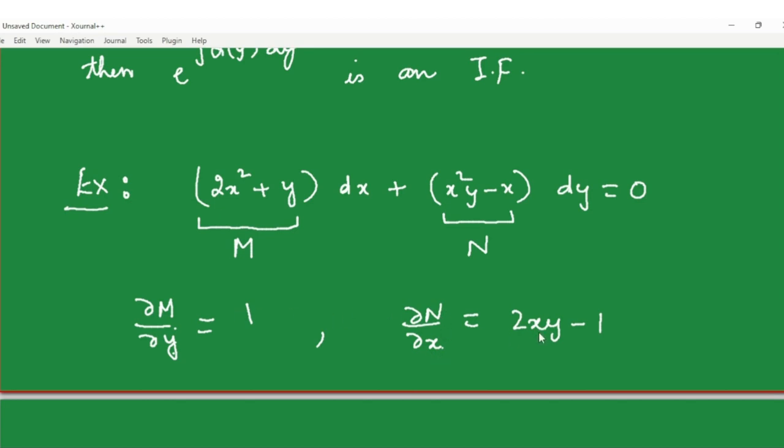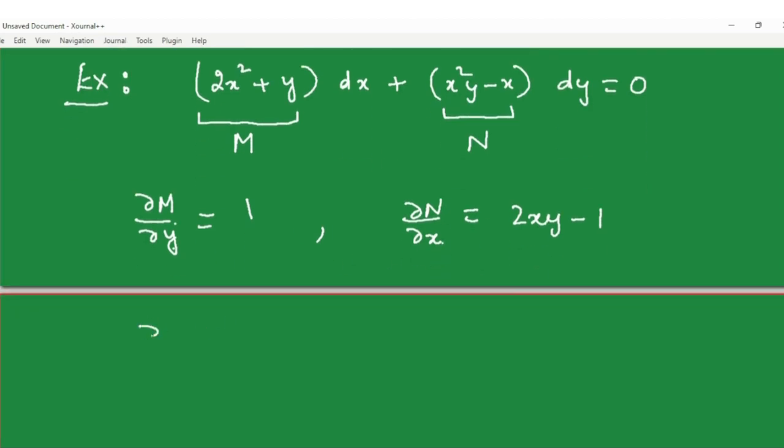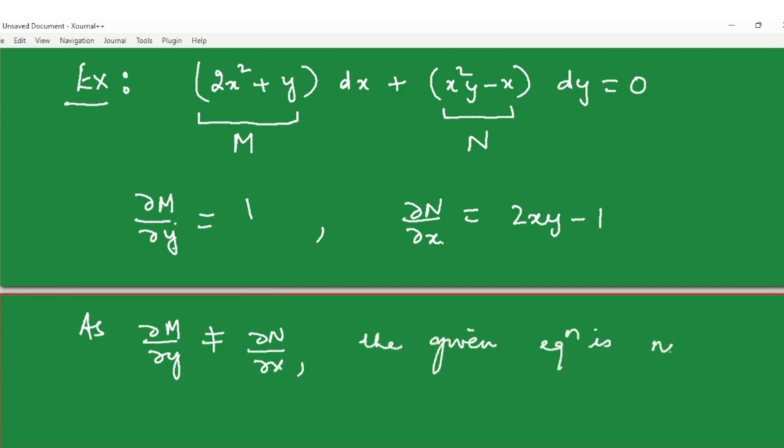Since these two are unequal, the given equation is non-exact, as del M by del y is not the same as del N by del x. The given equation is non-exact. Now if non-exact, there are ways of making it exact. In the previous video we had learned how to find an integrating factor of the form x to power p, y to power q. We can apply that rule also here.